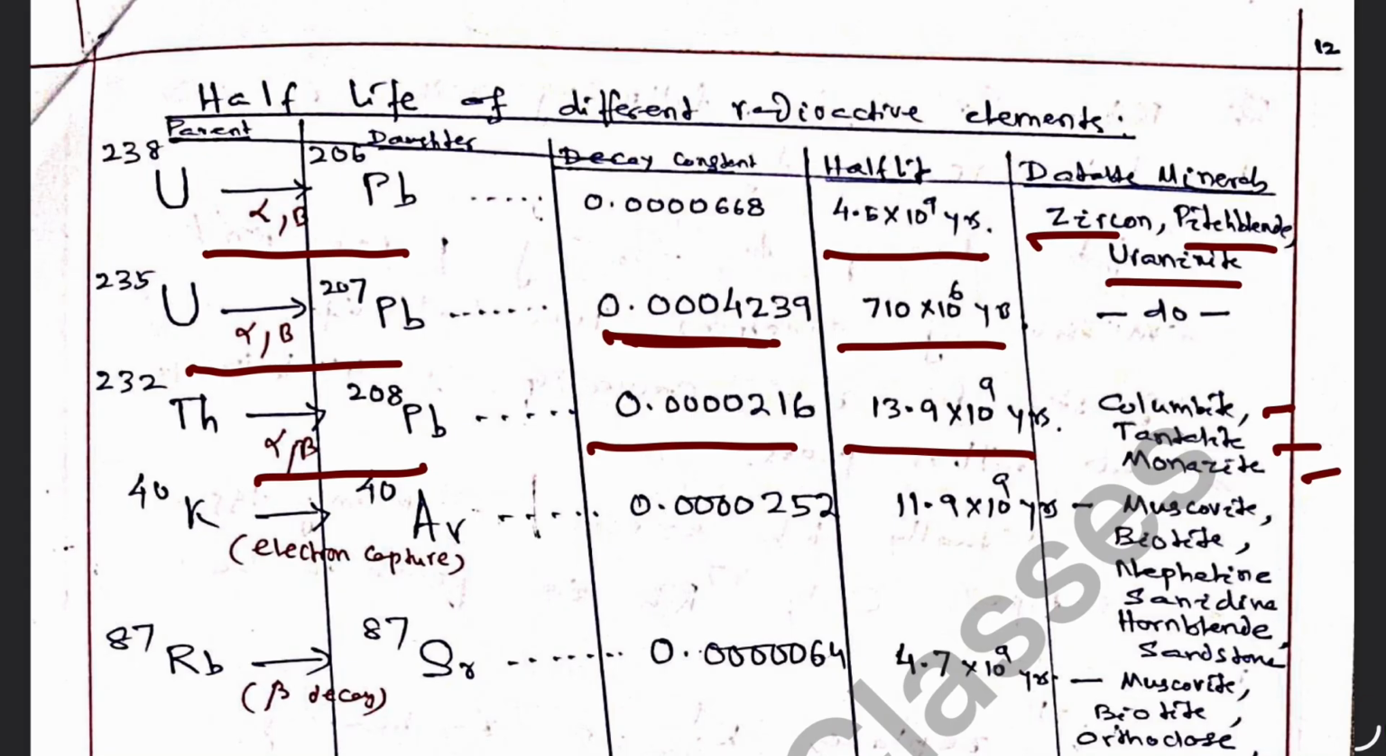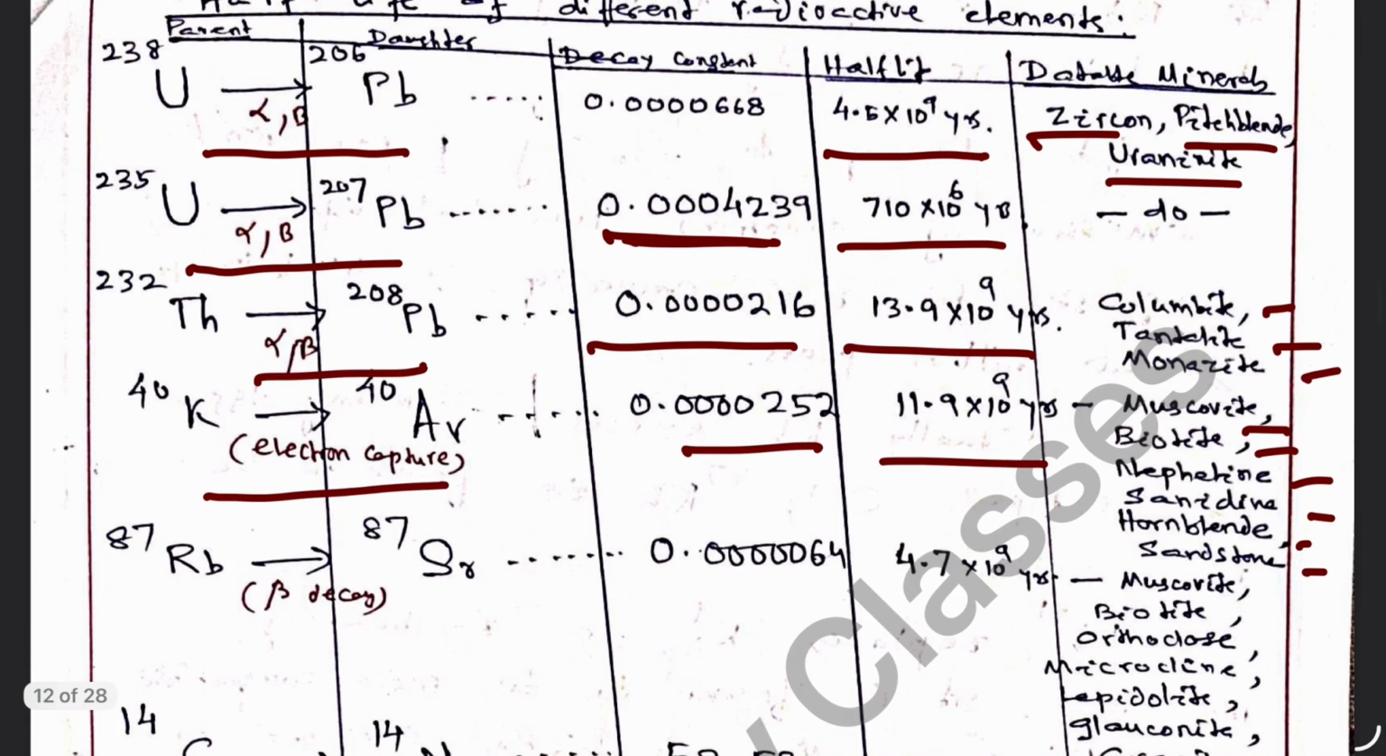Similarly, potassium-40 converts into argon-40 having decay constant 0.000252 with half-life period of 11.9 × 10^9 years. The common minerals where potassium and argon are found are muscovite, biotite, nepheline, sanidine, hornblende, sandstone. So these are the rocks and minerals in which we find these two radioactive elements.